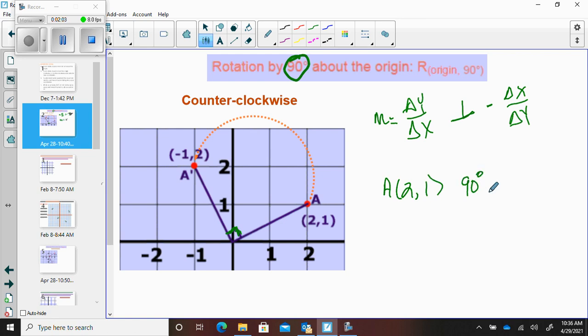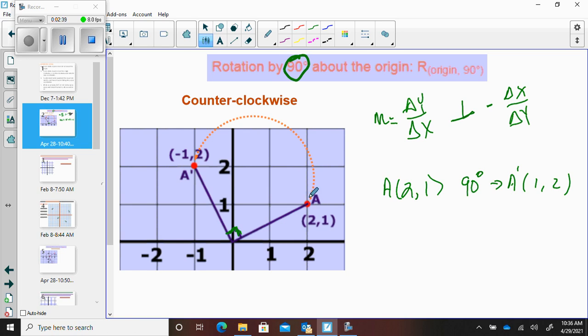A 90-degree rotation will make A prime 1, 2. That's it. You change x and y. Next step is we have to think about what the sign is going to be. Well, let's look at the graph. 90 degrees. How many quadrants does 90 degrees move? 1, right? A full circle is 360. So a 90-degree rotation will go to the next quadrant.